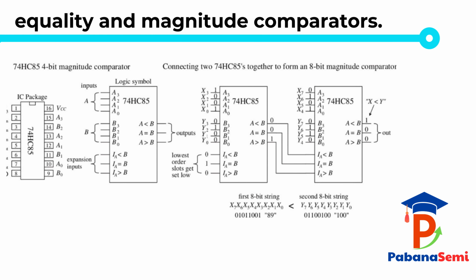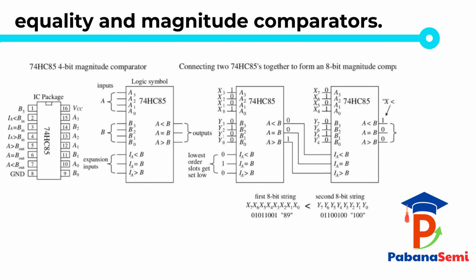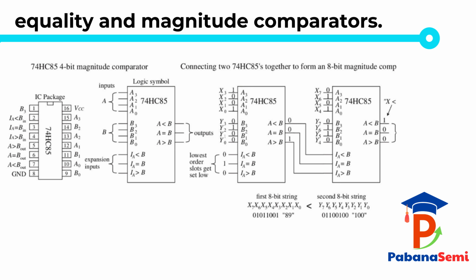Let's move from theory to a real hardware implementation. The 74HC85, a 4-bit magnitude comparator IC. This chip compares two 4-bit numbers, A3 to A0 and B3 to B0, and directly produces three outputs, A greater than B, A equal to B, and A less than B.